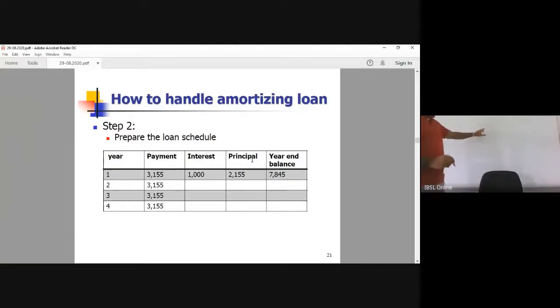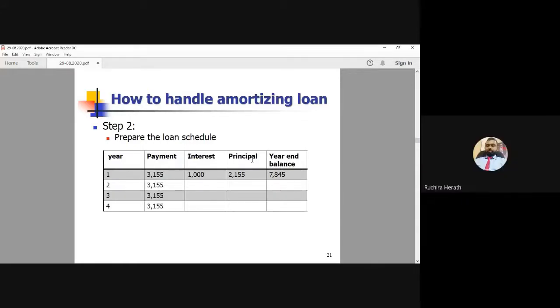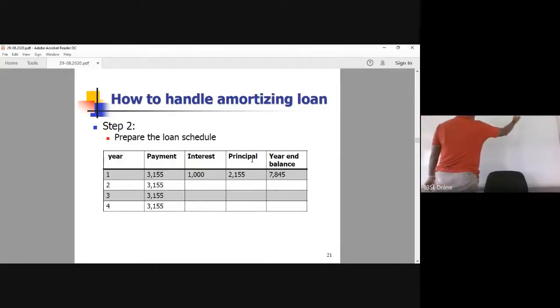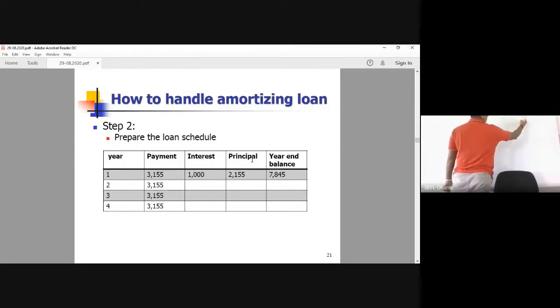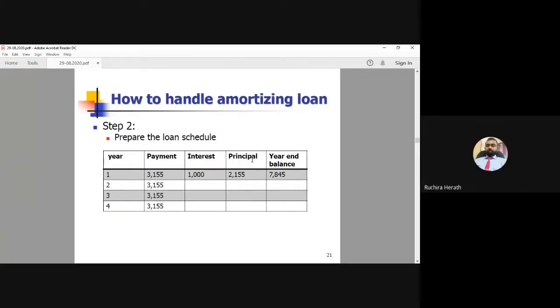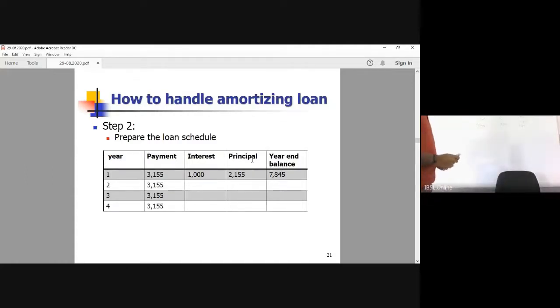So what is this saying here? Interest has gone down, principal has gone up. Right? And then when you come to the 3,155, from 7,845, you carry forward 7,845. How much do you minus from that for the next term? 5,474.50. So you minus this, right? Correct? Basically, your balance has gone down at the end of the second year to 5,475.